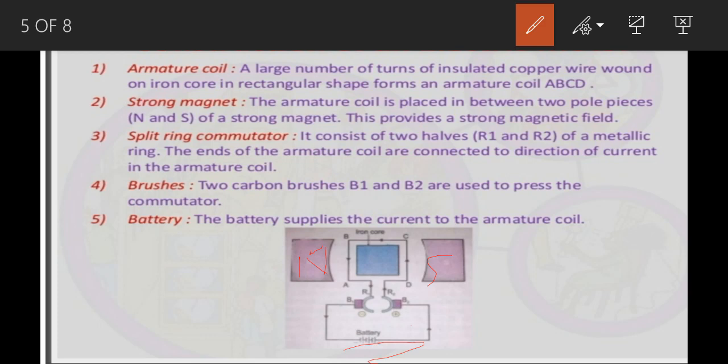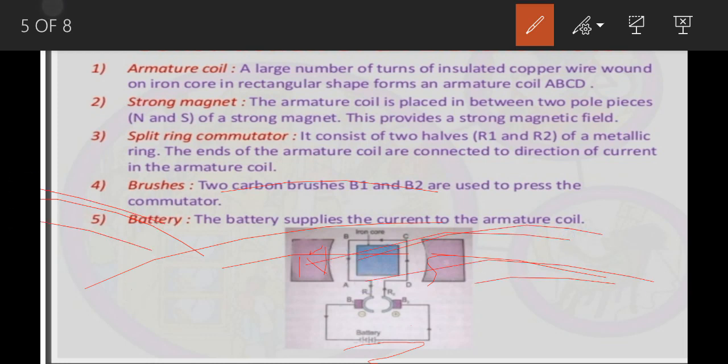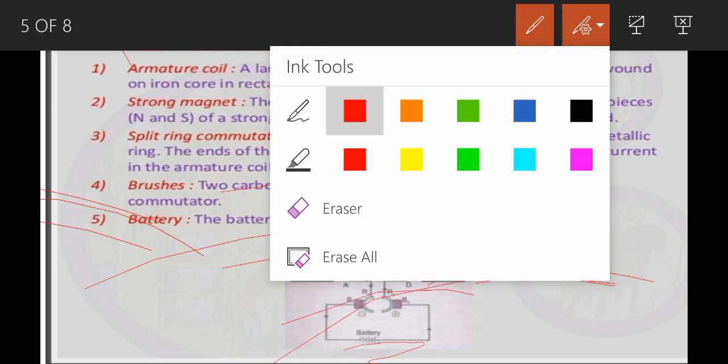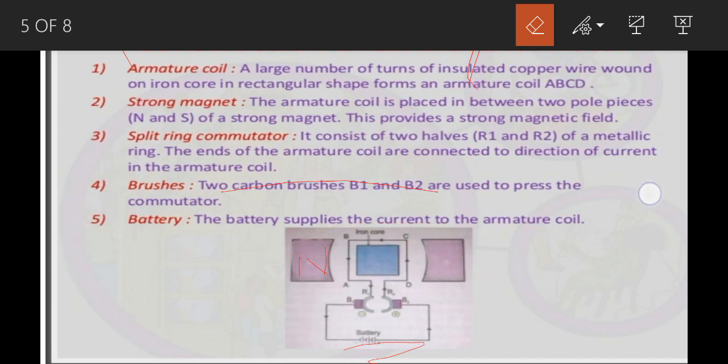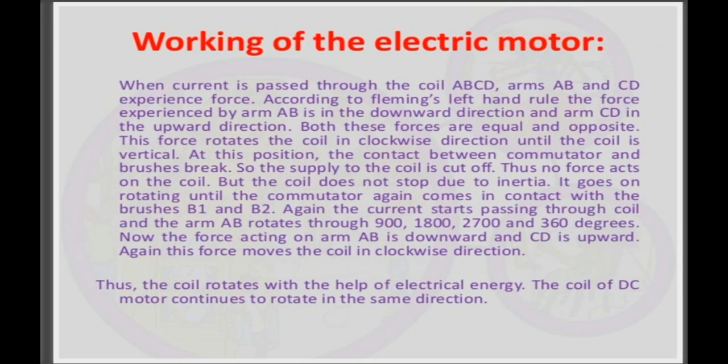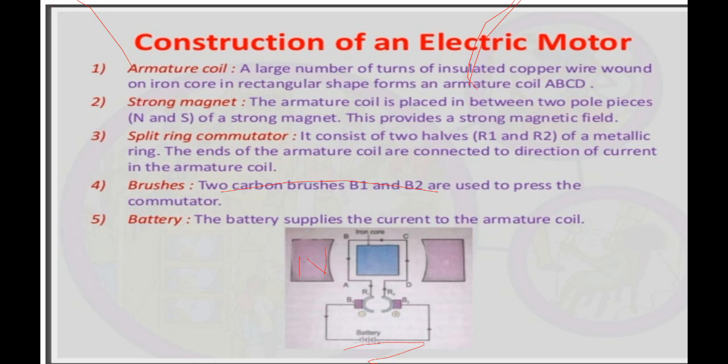Now we will be discussing the working of an electric motor. In an electric motor, as you can see, there is an armature coil. There are 2 arms, AB and CD. As you can see in this figure, AB and CD are the 2 arms, and they are perpendicular to the direction of the magnetic field.